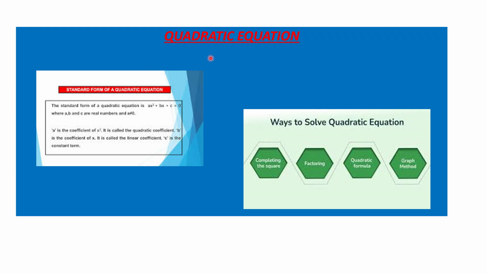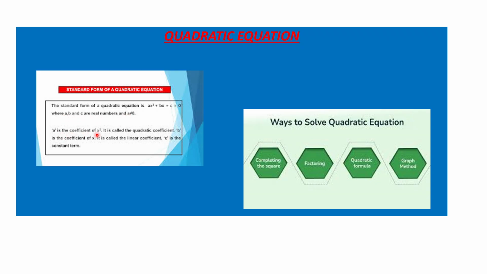This is a quadratic equation, a brief introduction of all the ways to solve the quadratic equation. That is by the completing the square method, factorization method, that is the middle term split method, the quadratic formula method, and the graphical method. And you know that the standard form of a quadratic equation is ax squared plus bx plus c equal to 0, where a, b, and c are real numbers and a not equal to 0.